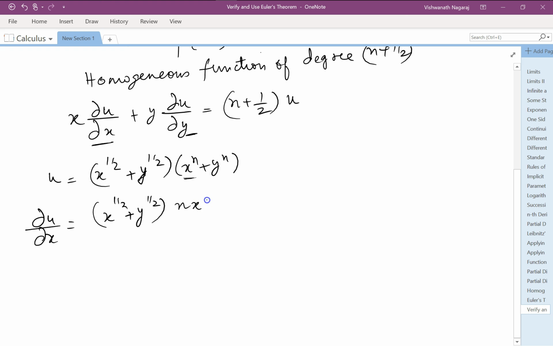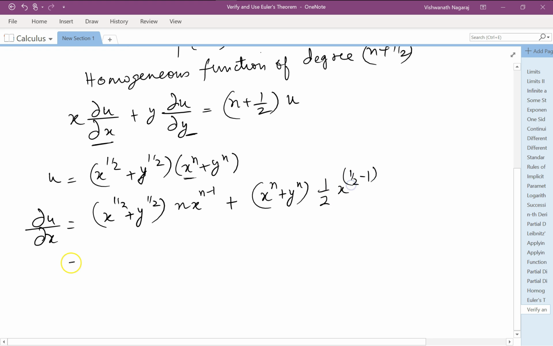So n x to the power of n minus 1, and y to the power of n gives 0, plus now we keep x to the power of n plus y to the power of n as it is, and we differentiate the first term. So half x to the power of half minus 1.